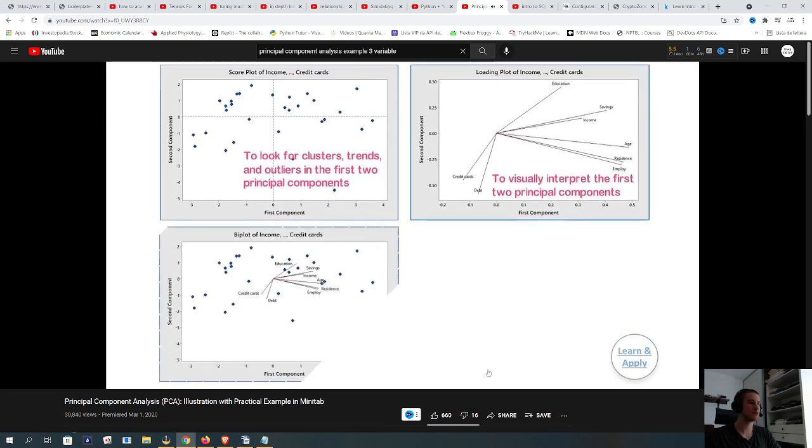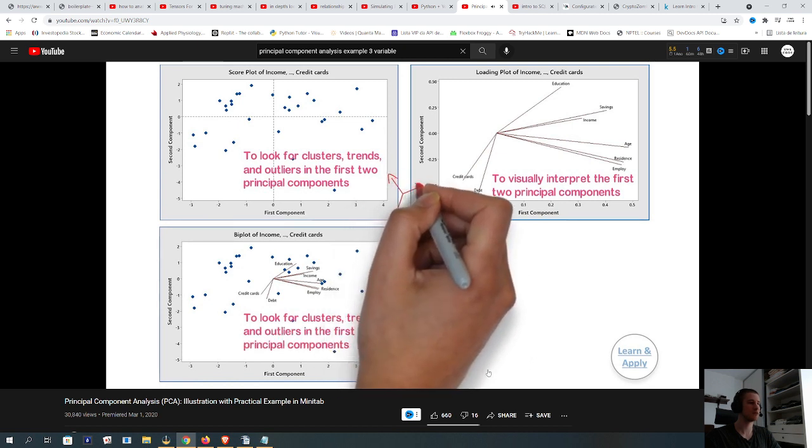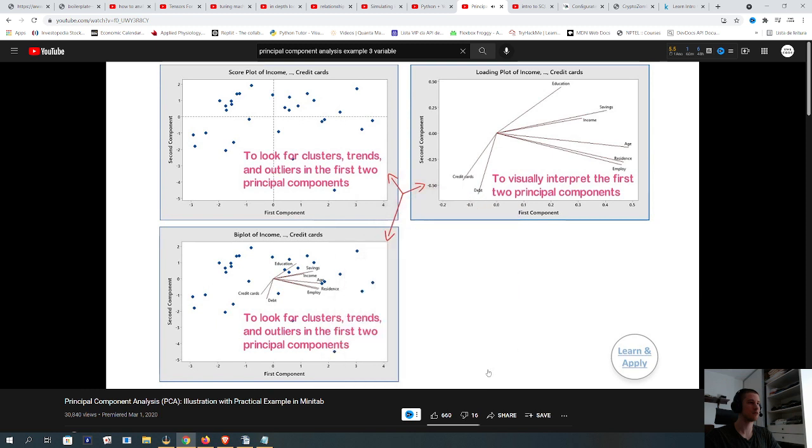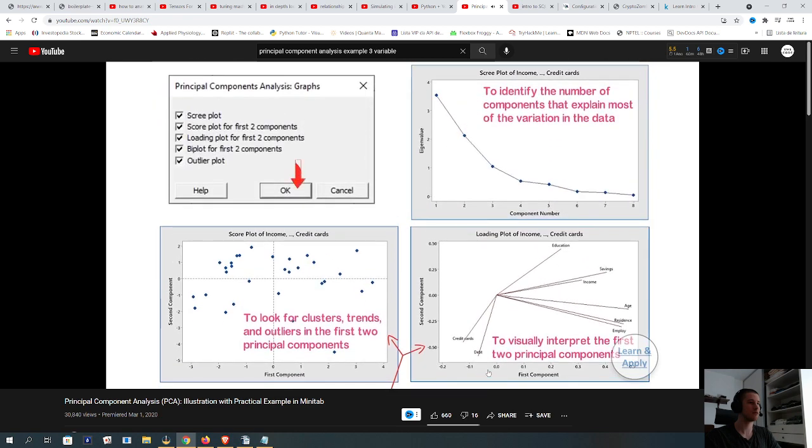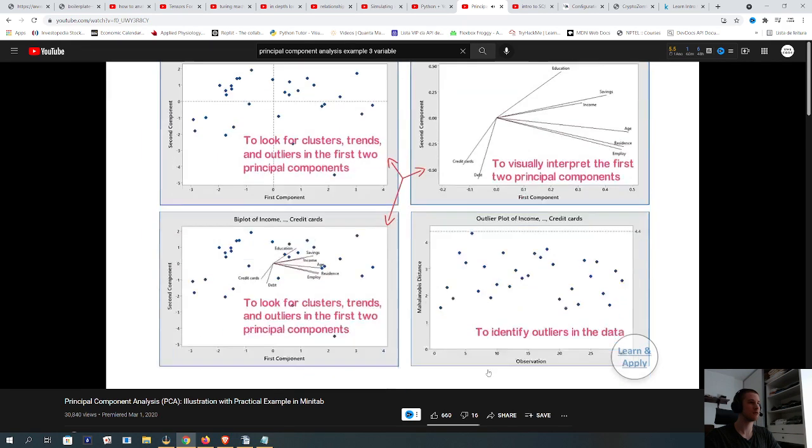Biplot for first two components. Use the biplot to look for clusters, trends, and outliers through the interpretation of the first two principal components. The biplot overlays the score plot and the loading plot on the same graph. And outlier plot. Use the outlier plot to identify outliers in the data. And 7. Click OK in each dialog box to get the results. We will get the results of analysis in the session window and in the graph window.